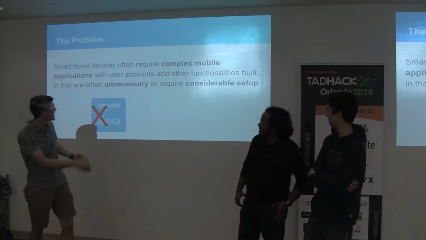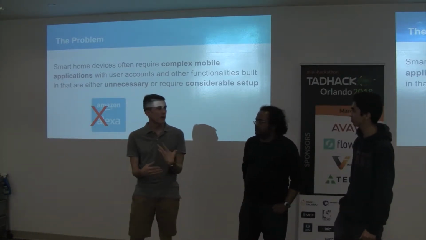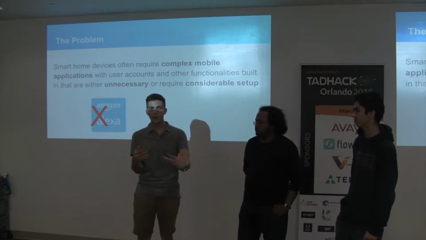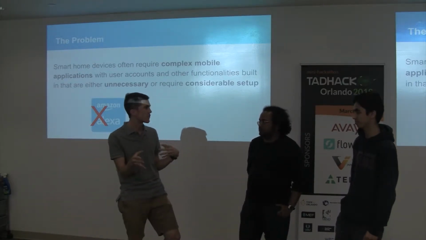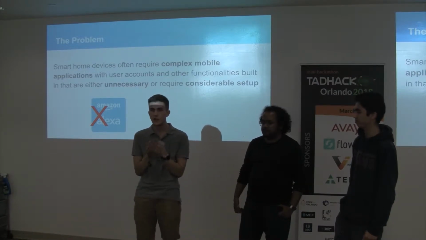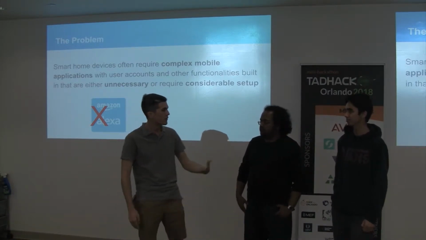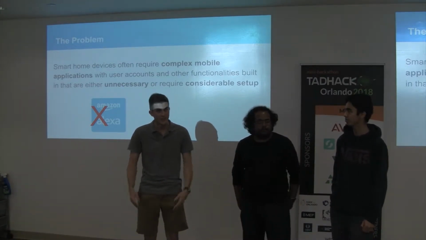The idea here is that the problem we've identified from this is that smart home devices often require complex mobile applications with user accounts and authentication or other functionalities built in that are really unnecessary for the single task at hand of sharing your smart home device, such as this lock or otherwise, with a friend or trusted peer to make things happen for yourself.